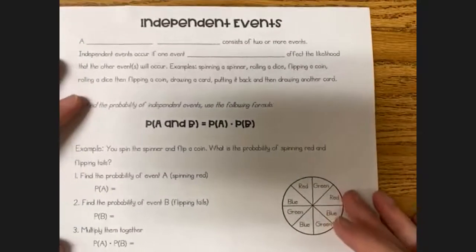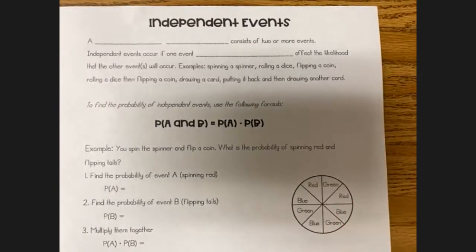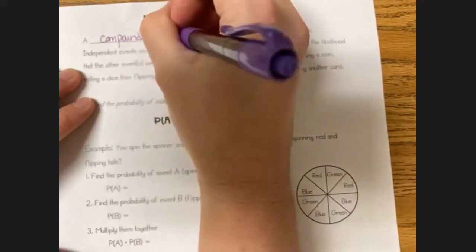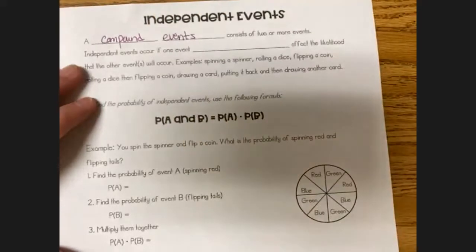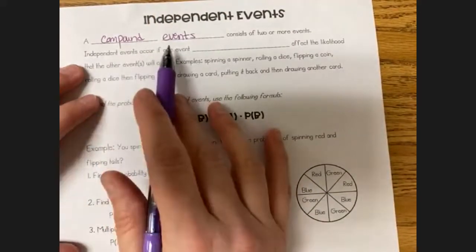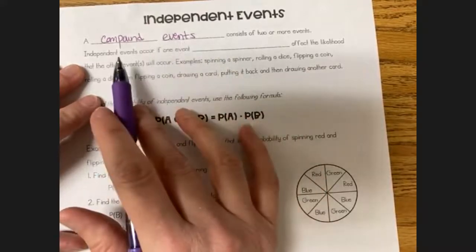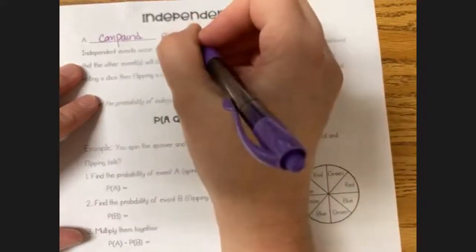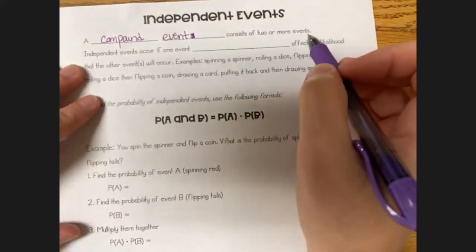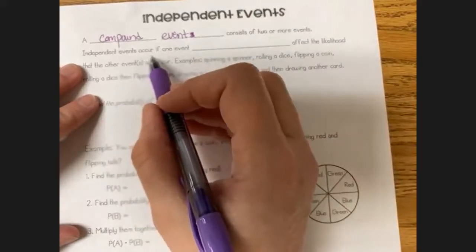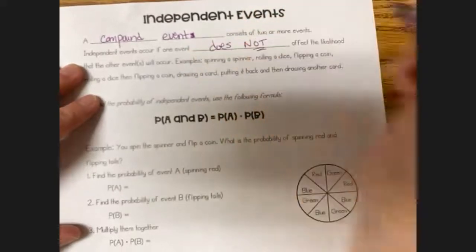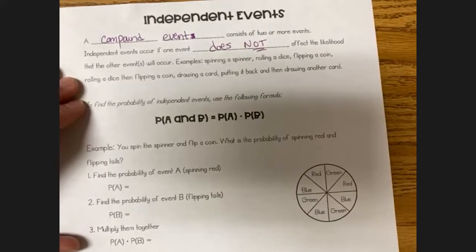Okay, so independent events, you should have this page that was handed to you or you've printed it off. Independent events is a compound event, and we've talked about compound events, and we've created tree diagrams, listing method, sample space, counting principle to find how many outcomes are possible. But independent events deal with a compound event, and a compound event consists, not an S there, consists of two or more events. Independent events occur if one event, and here's the key thing you need to know, does not affect the likelihood that the other event will occur.